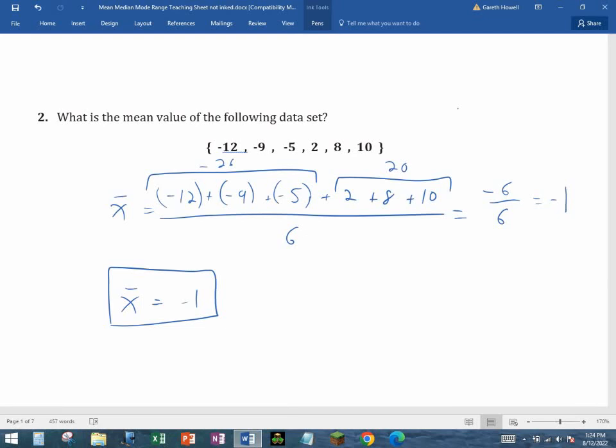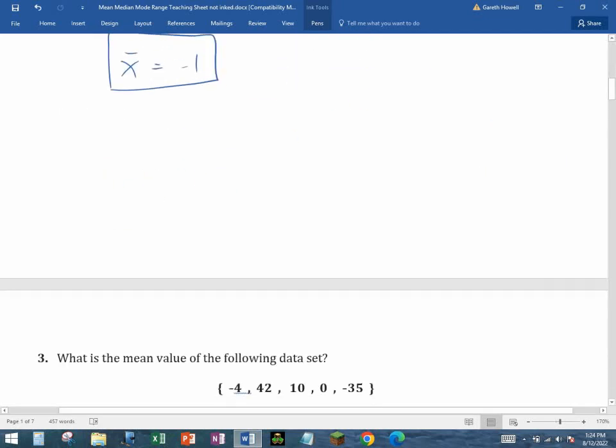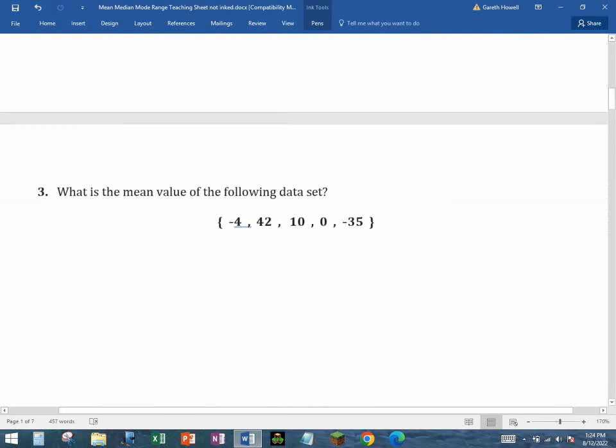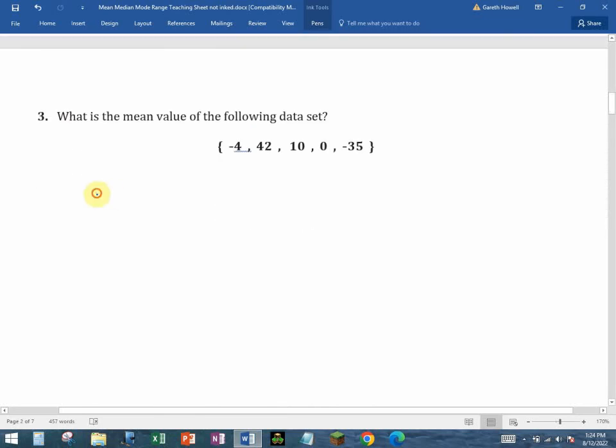Okay, so we've dealt with some values that are all positive and some that are all negative. So it's a good idea to mix the two, and what if we have a value of 0 in it? Well, let's see how this one works here. So again, we're using our mean symbol, x bar, which is equal to negative 4 plus 42 plus 10 plus 0, I include that, and plus negative 35. And maybe again put brackets around these things so you can remember that you're going to subtract them. And all over 1, 2, 3, 4, 5. So this time I have 5 numbers in my data set.